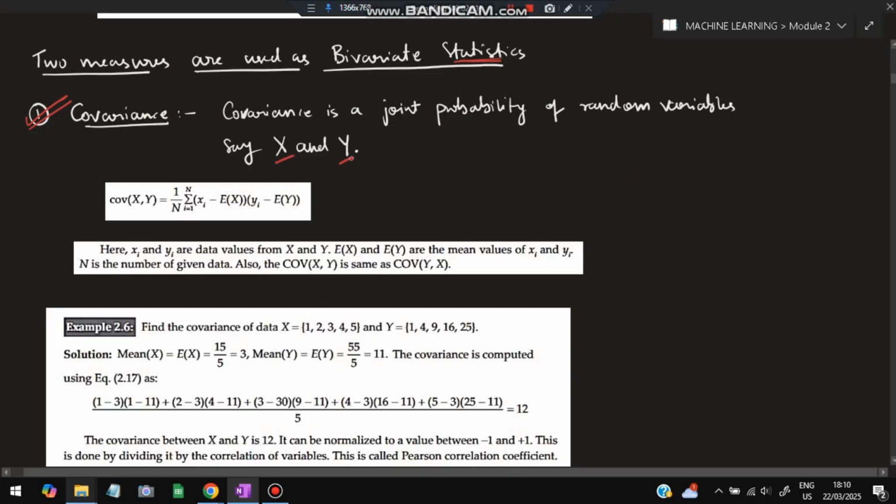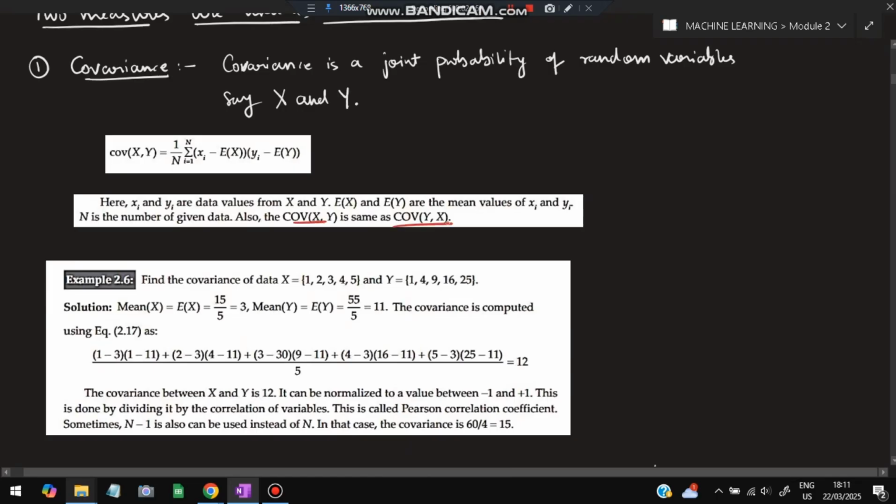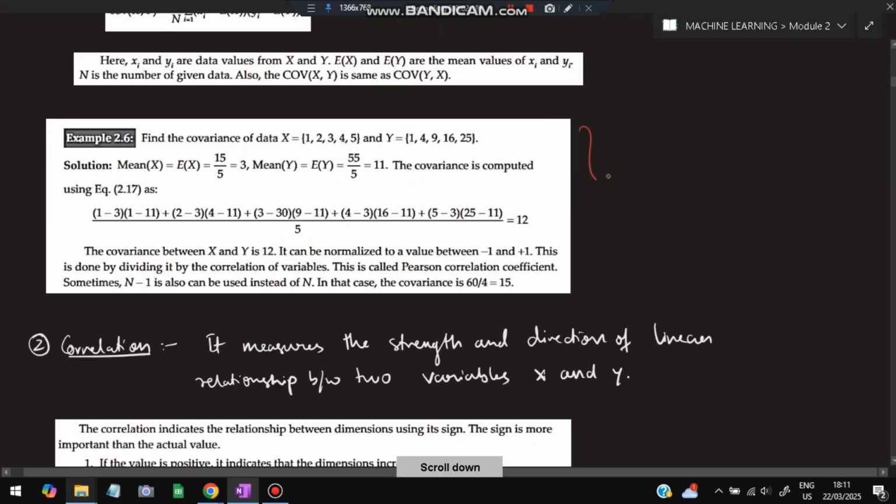Suppose there are two random variables, x and y. Covariance relates to the joint probability: what is the probability that x and y both are true? The formula for covariance of x and y is given here. E of x and E of y are nothing but the mean values of x and y. Covariance of xy is equal to covariance of yx. An example is also given here, you can go through it. This calculates the covariance.